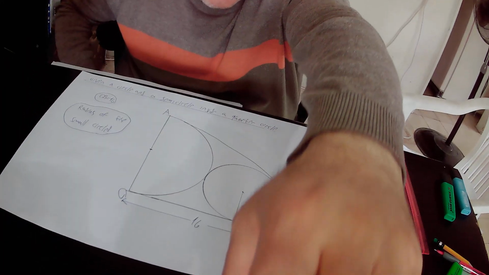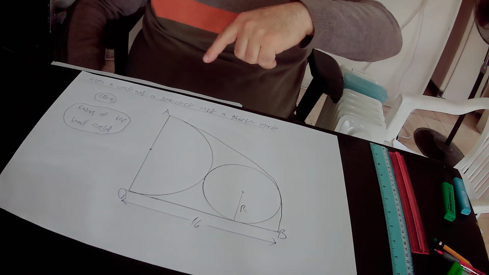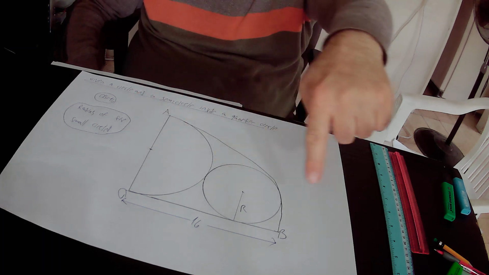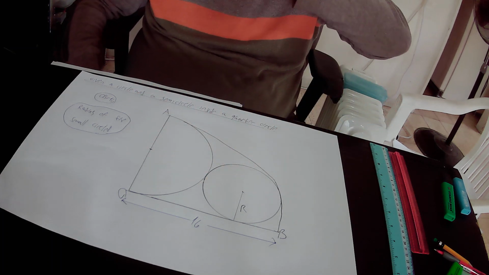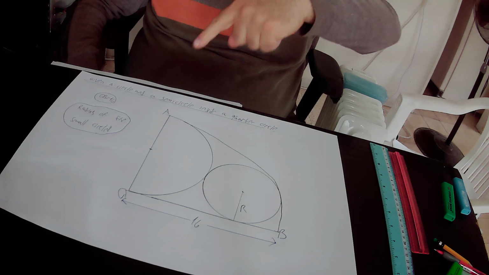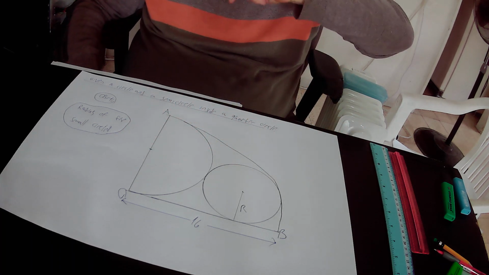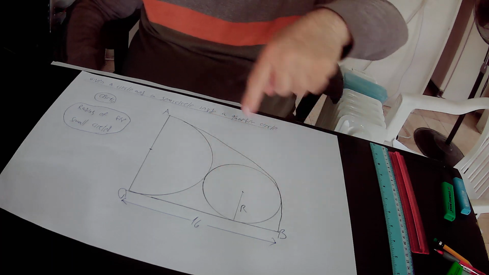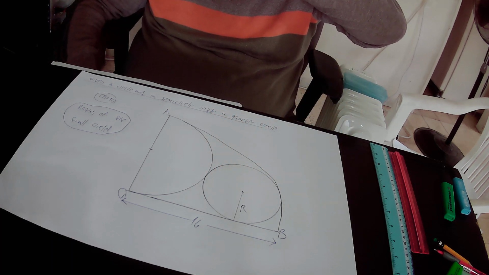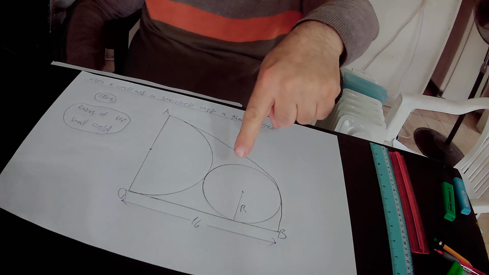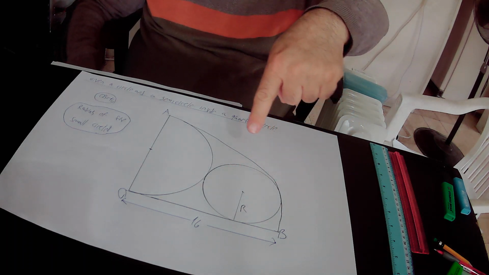Now, in this lecture, we find out the radius of the small circle. In the drawing, we have a quarter circle, AOB is a quarter circle. Inside this quarter circle, we have this semicircle and this small circle. And our mission is to find out the radius of this small circle.